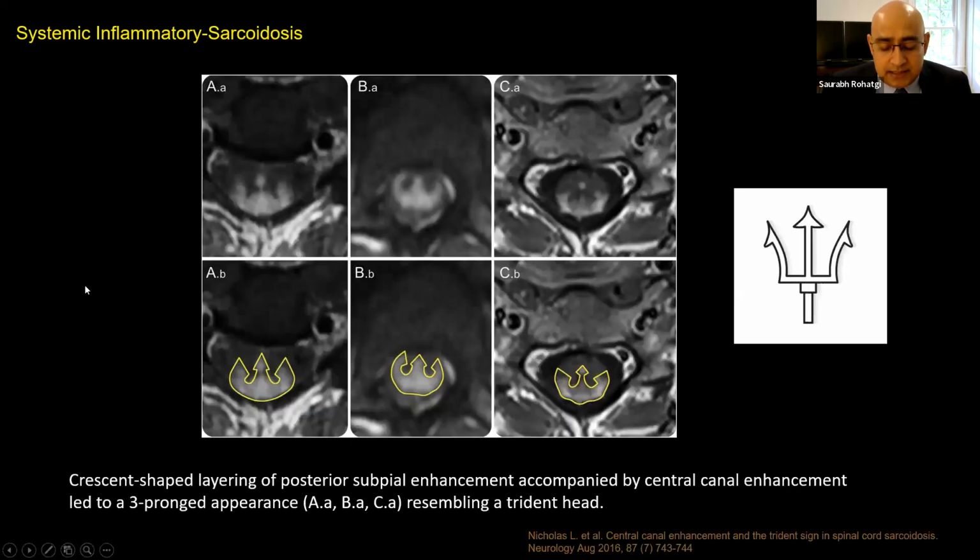This is a case that I pulled up from literature, as we did not have such a classic and dramatic appearance. One sign that has been described is the trident sign, where there is crescentic layering with posterior subpial enhancement accompanied by central enhancement, leading to a three-pronged appearance resembling a trident head.